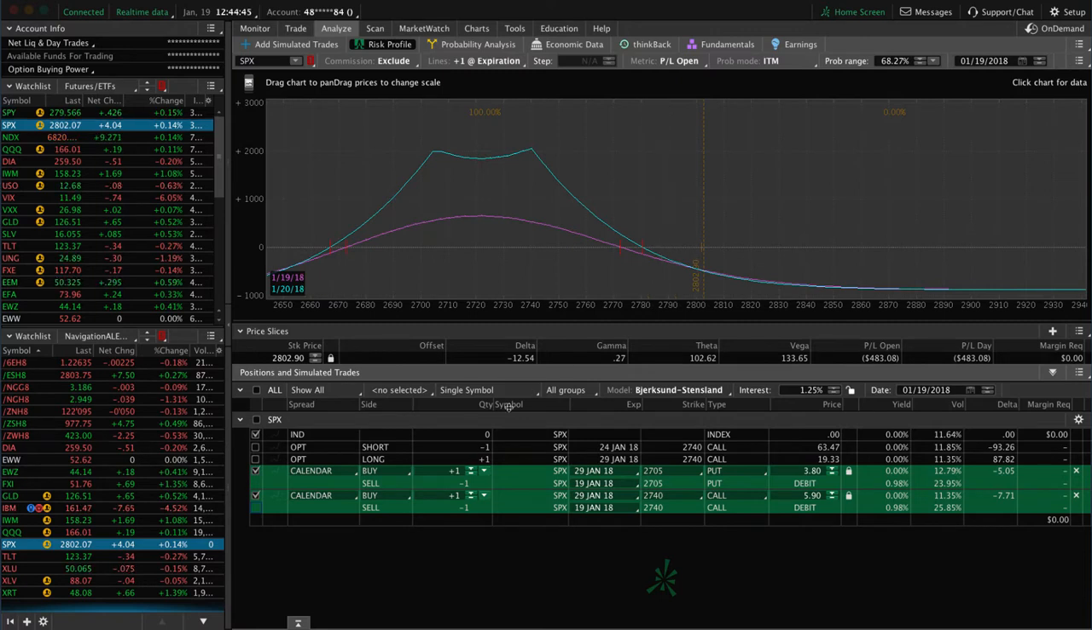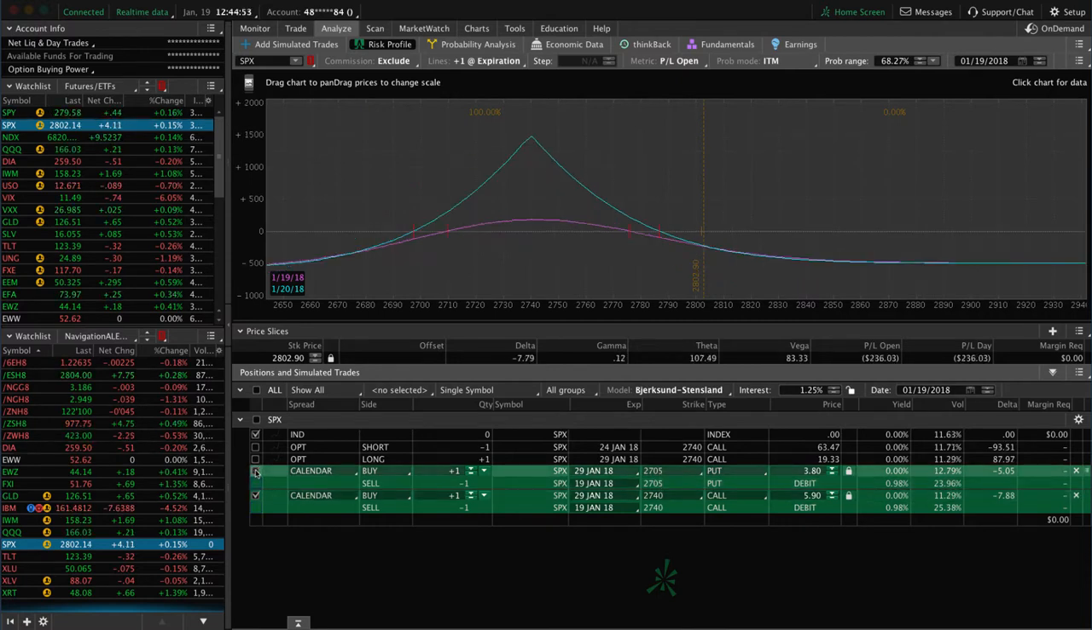So the first adjustment, and the alert that I just showed, was to remove the 2705. We simply closed that out. I'm going to uncheck that, we close that out. A couple of reasons. One, we're running out of time. And two, I wanted to reduce risk on this trade. So we took a loss on that 2705 and we kept on the 2740 call calendar for a couple more days. Price didn't give us the down move that we were looking for.